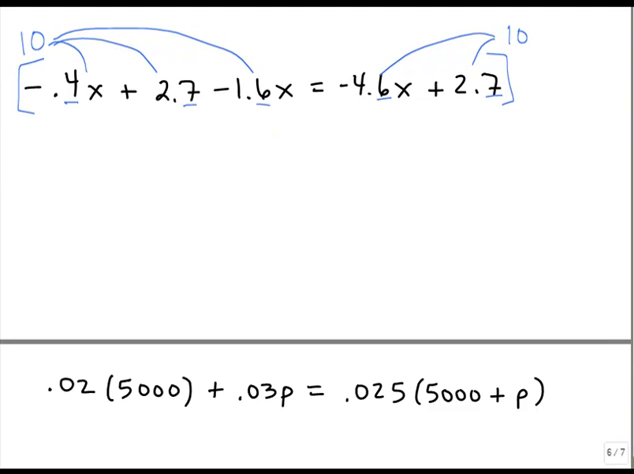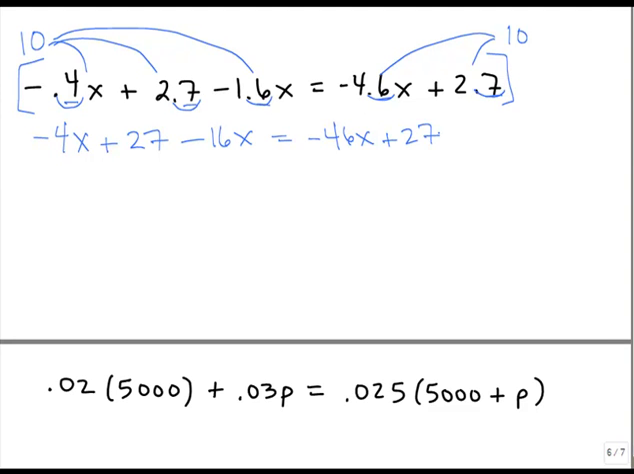Now when you multiply by tens, the reason why this works is because multiplying by 10 just shifts that decimal one position to the right. So when I do 10 times 0.4, this decimal moves one spot to the right, and we're left with that negative, and now we have 4x, no more decimal. When I multiply 10 times 2.7, the decimal moves one spot to the right, and now I'm left with 27. When I multiply this term by 10, one decimal to the right, this becomes negative 16x. One decimal to the right, this term becomes negative 46x. And one decimal to the right, this becomes 27.